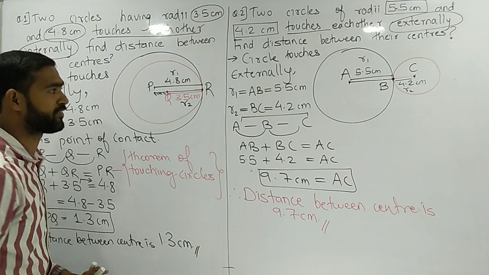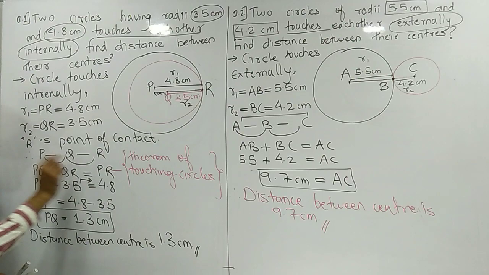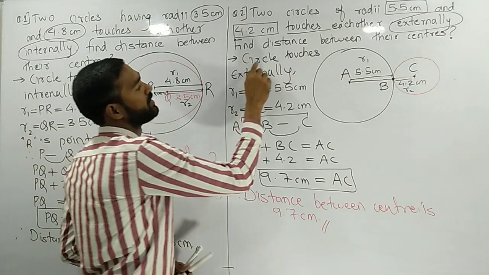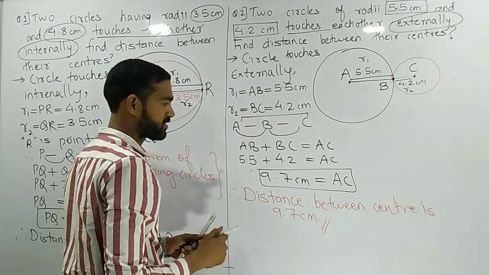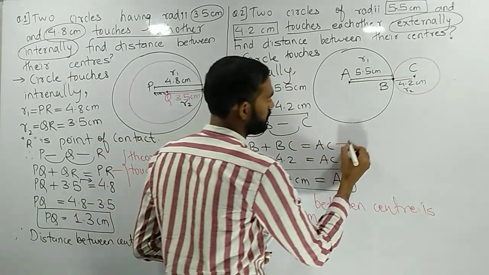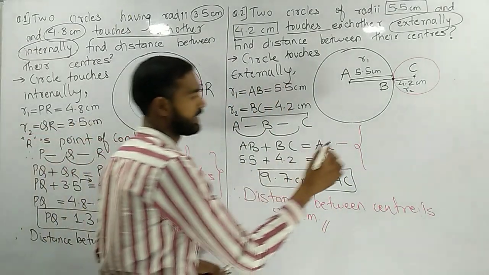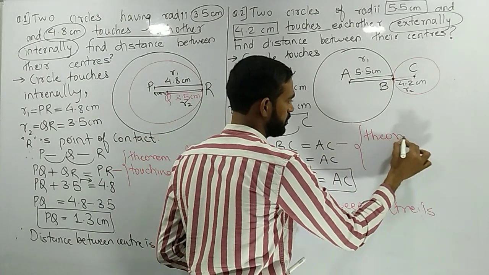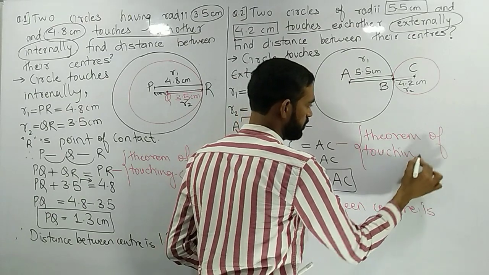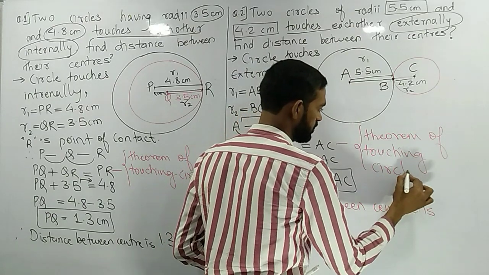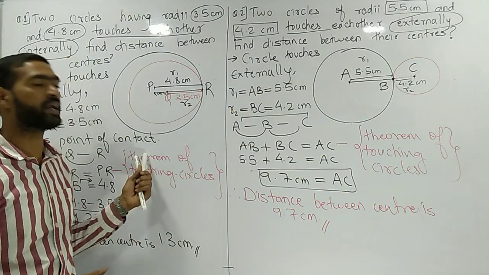centimeter. Clear everyone? When the question says circles touch internally, we'll do this method, right? And we'll apply this method when the question says circles touch each other externally. And the theorem name is what? We'll use the same theorem, theorem of touching circles. So we'll mention here, theorem of touching circles. Clear everyone? So this is 3.2, question number 1 and question number 2.